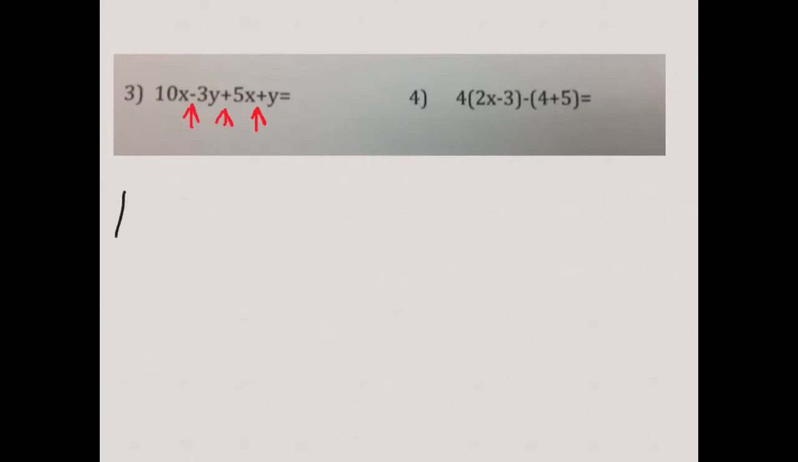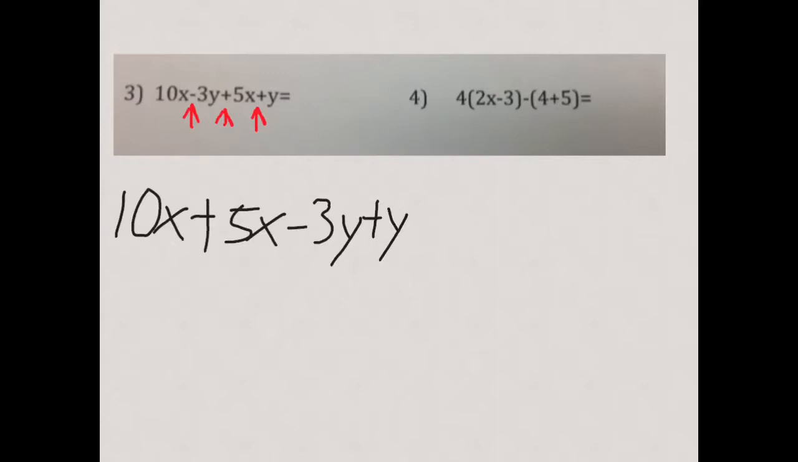Now when you do that, you need to take everything that's in front of them along for the ride. So here I have 10x, and I want to put anything else that has a variable x right next to it. I see a 5x. What's in front of it? Plus sign. So plus 5x. Now I have minus 3y. And I'll put that y right behind it with its plus sign.